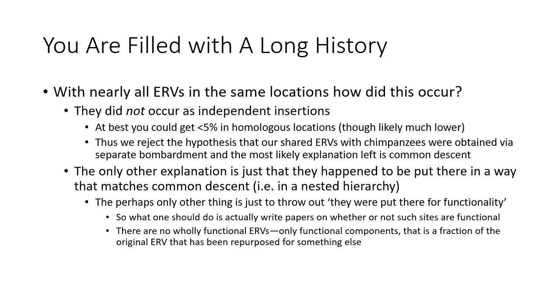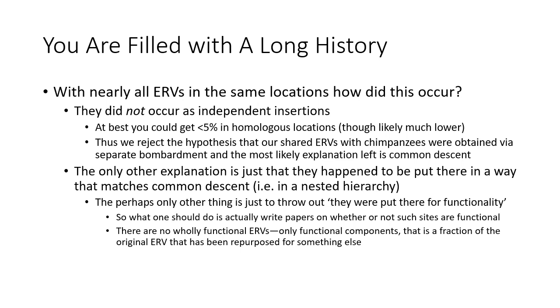they just so happen to be put there in a way that matches common descent. So, for example, a higher percentage of ERVs were put in humans and chimpanzees, and then a lower percentage of shared ERVs were put in humans and gorillas, and a lower percentage than that were put in humans and orangutans, and so on and so forth. And so, if that's the hypothesis, perhaps I've heard the argument that they were just put there for functionality, and say that, well, yeah, that's the case.